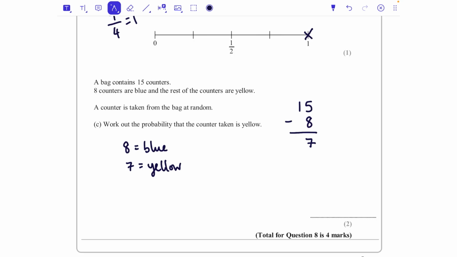What is the probability then of taking a yellow counter? Well, there are 7 yellows to take that are yellow. 7 counters to take that are yellow out of 15 altogether.